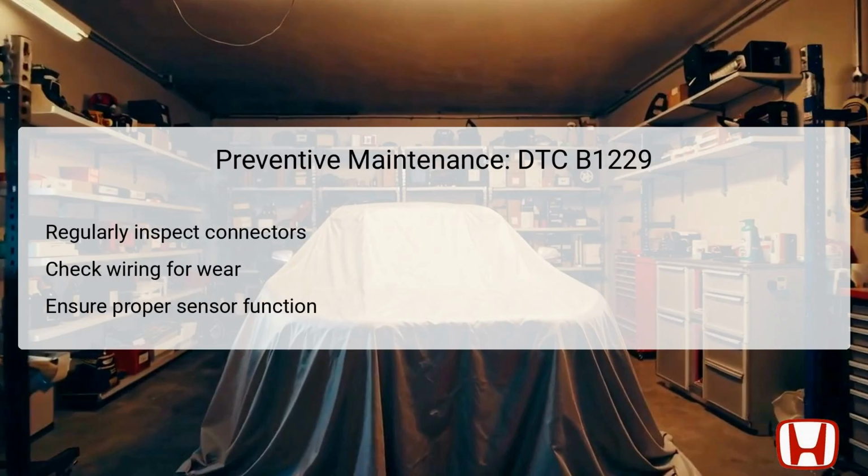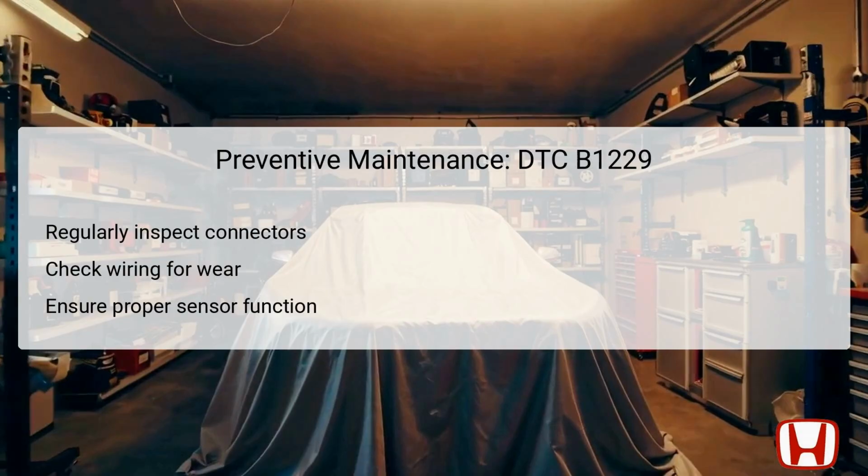Preventive maintenance plays a key role in avoiding future occurrences of DTC B1229. Conducting regular inspections of the connectors associated with the sunlight sensor is vital. Loose or corroded connections can lead to intermittent failures. Additionally, consistently checking the wiring for any signs of wear, fraying, or damage should be part of routine maintenance.